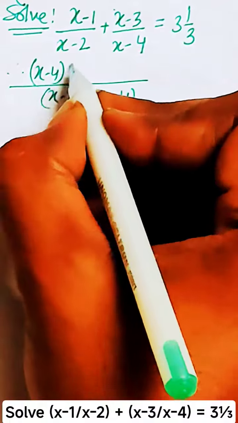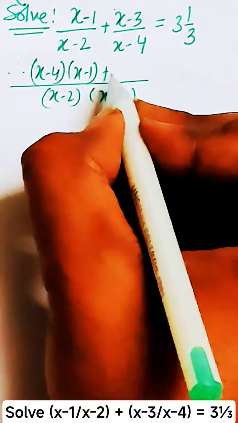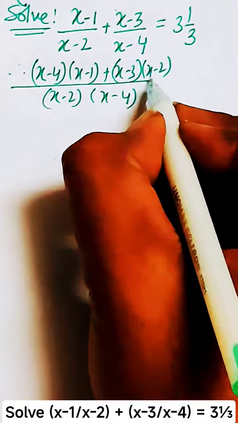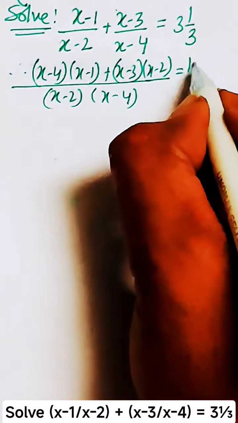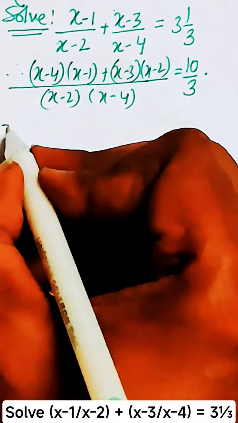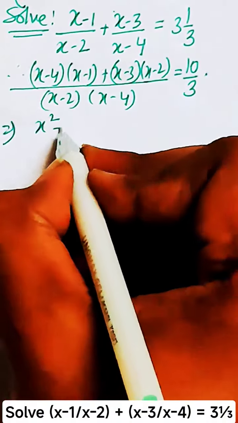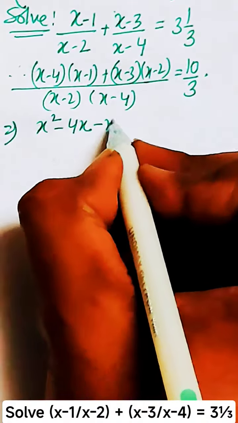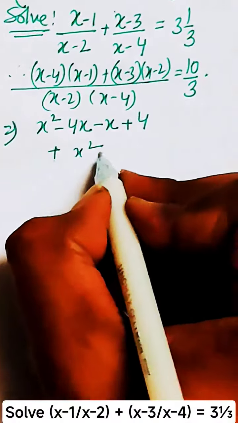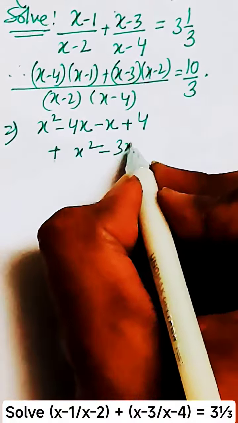So let us take the LHS and take the denominator (x minus 2) and (x minus 4) as a product, the LCM. In this way, x minus 1 will be multiplied by the denominator of the second fraction, x minus 4, and similarly x minus 3 will be multiplied by the denominator of the first fraction, x minus 2, which is equal to 10/3 on the RHS. Just simplify, just expand the brackets.